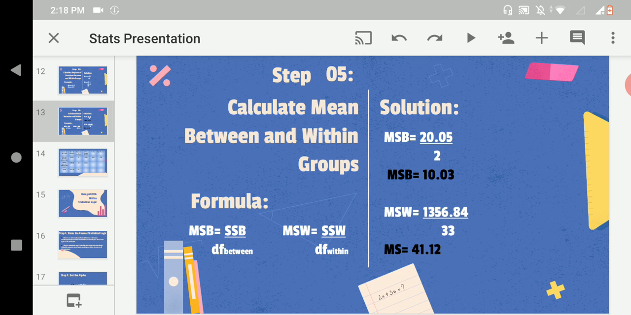and we have the answer 10.03. Now, for our MSW, we will just substitute our SSW that was already calculated and our DF within. Our DF within is 33 and our SSW is 1356.84. So 1356.84 divided by 33 is equal to 41.12. This is MSW. MSW is equal to 41.12.